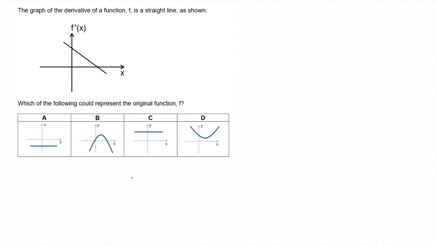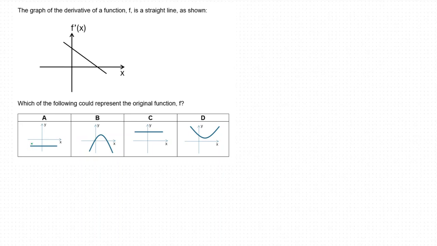Right, so what we've got here is a really good multiple choice question. It will rely on a lot of understanding, but not too much working. But let's just unpack it a little bit. We're given the graph of a derivative of a function, which turns out to be a straight line.